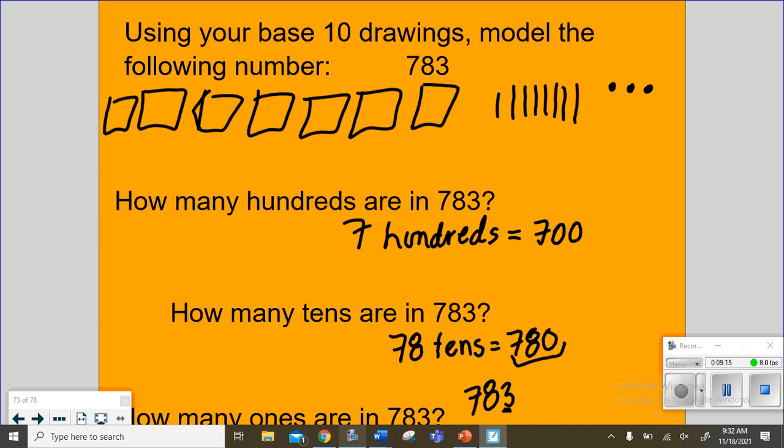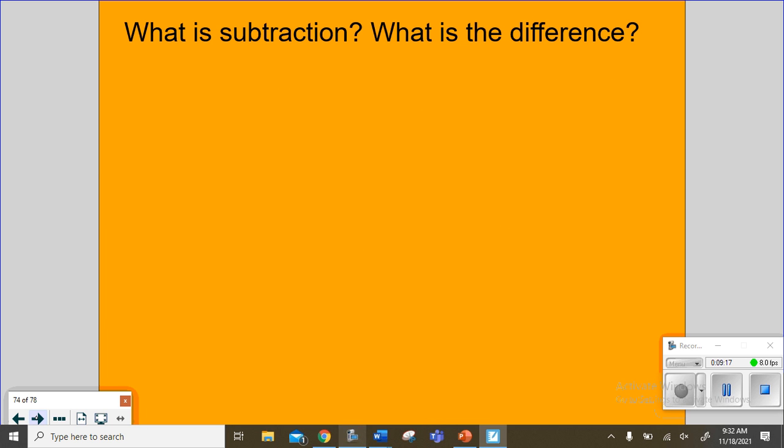All right, so we're going to look at some of the strategies that we've learned about subtraction, but before we do that, I want to review what is subtraction. What does that mean? Let's go ahead, either on the bottom of your page or on the next blank page. I want you to write those 2 questions as the title. What is subtraction and what is the difference?